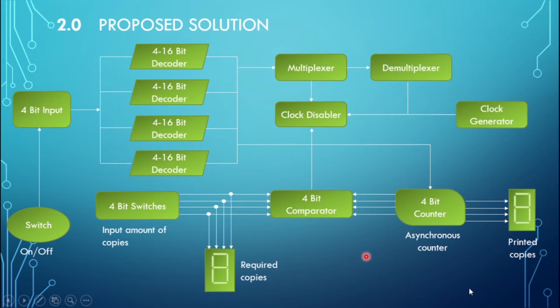After that, the user will be required to reset the asynchronous counter to the default state, meaning that the user must set the preset to 0 and the clear to 1 to reset the counter to the default state. So the system will be able to be reused again. Alright, so that's how the Xerox machine works.